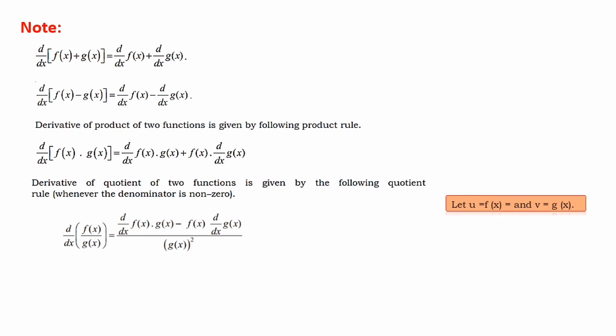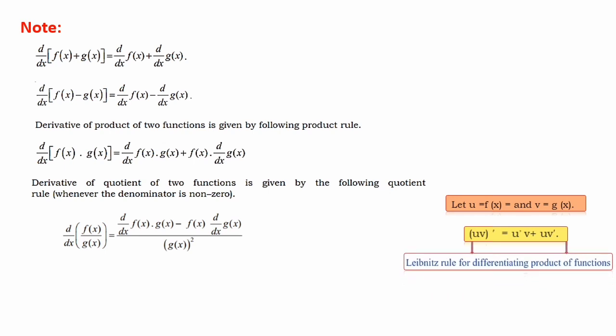So a little shorter way we can write this one. Let u is equal to f of x and v is equal to g of x. This f of x and g of x we can represent by using u and v. Then its derivatives can be represented by u dash and v dash. So the product rule is uv the whole dash, means the derivative of uv is equal to derivative of the first function into the second function, that is u dash into v plus u into v dash, means the first function into the derivative of second. And this is called Leibniz rule of differentiating product of functions. So this name you have to keep in mind.